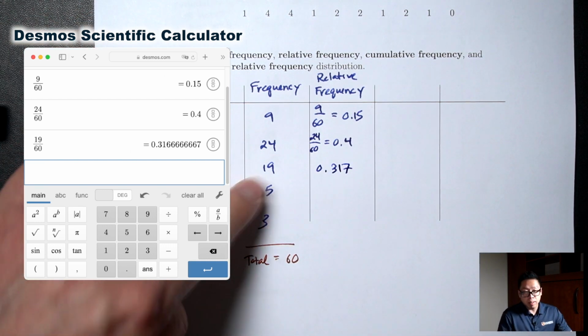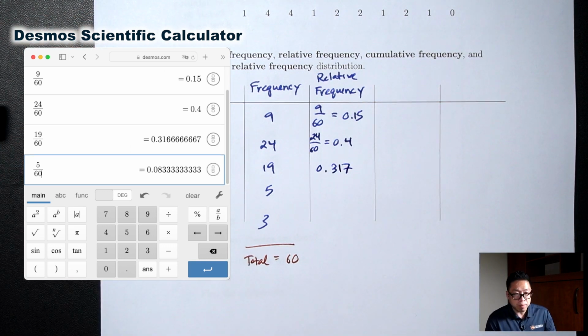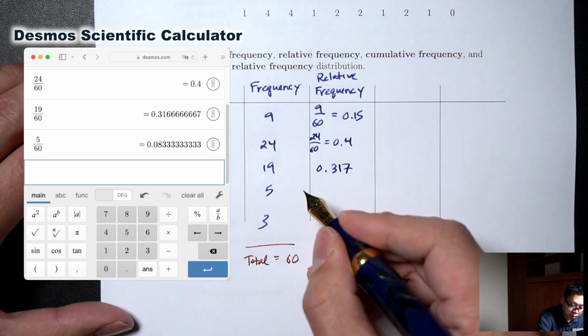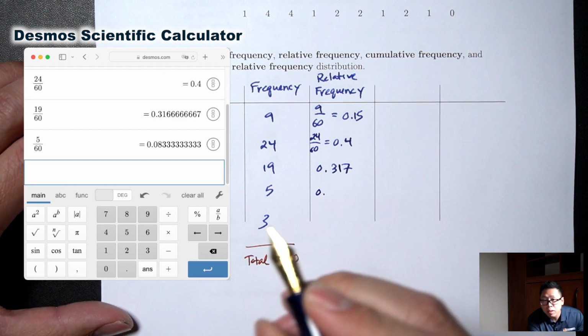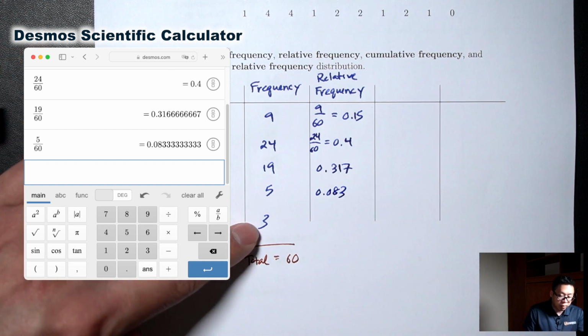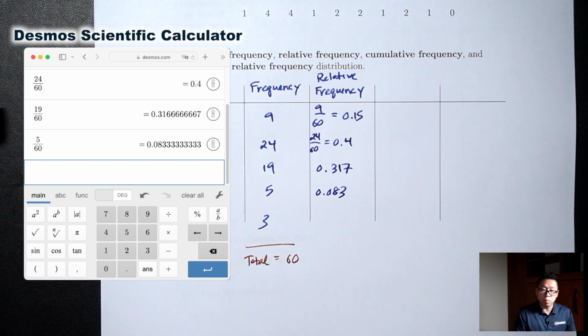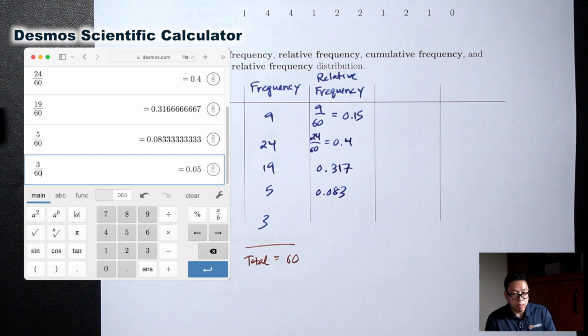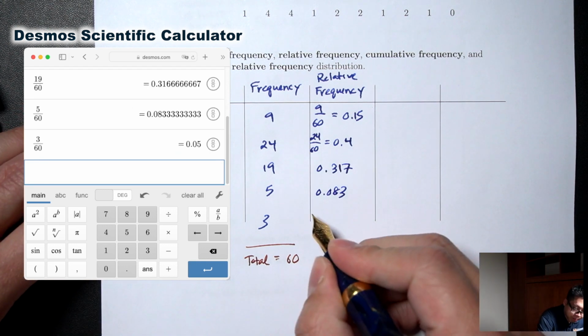Next up, 5 divided by 60. Rounded to 3 decimal places, this is 0.083. And then finally, 3 divided by the total number of people. 0.05.